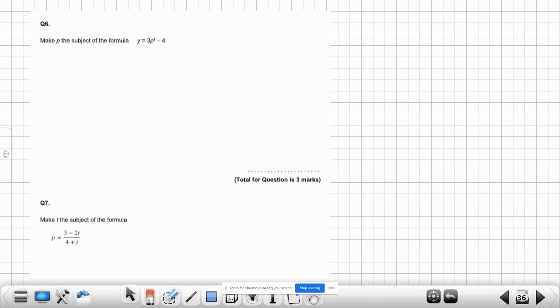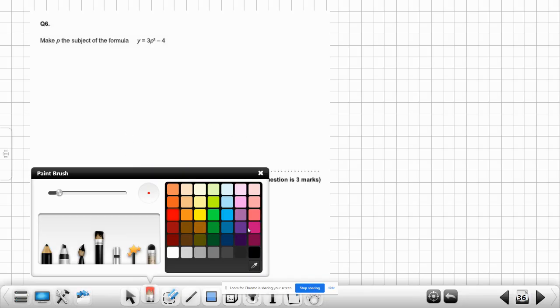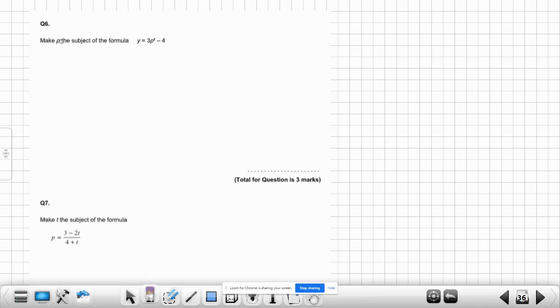This is question 6 and 7 from the Algebra mini skills check. Question 6. Make P the subject of the formula y equals 3p squared minus 4. Okay, so step by step, and this is worth 3 marks.